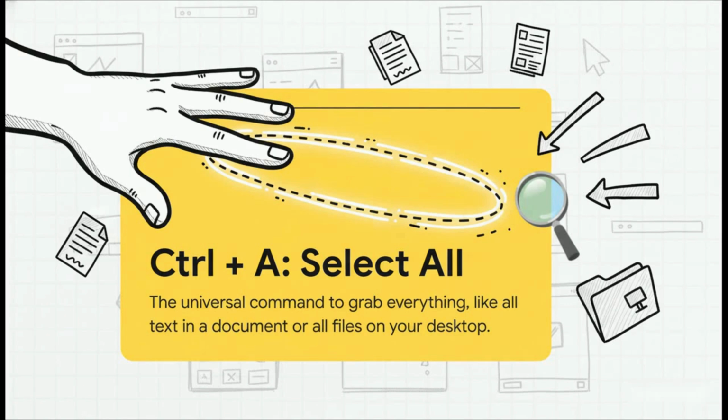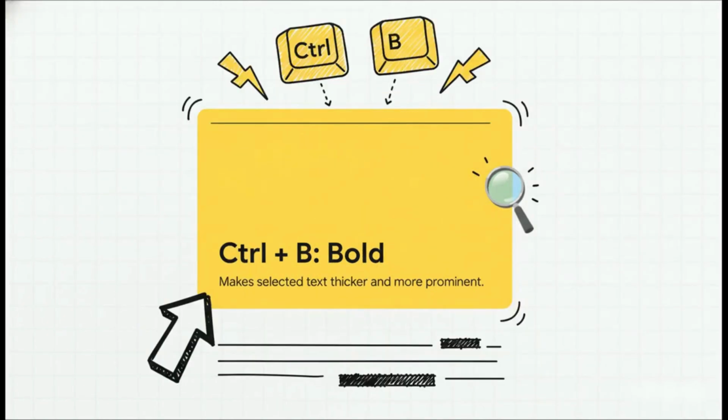It's instant, total selection. Next, Control+B for bold. This is your go-to for making key points just pop. Whether you're creating a report or just an email, it's the fastest way to draw the reader's eye exactly where you want it.